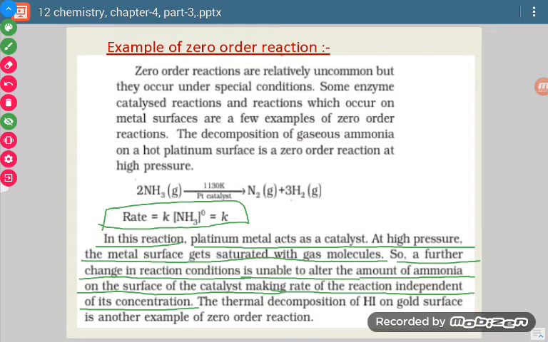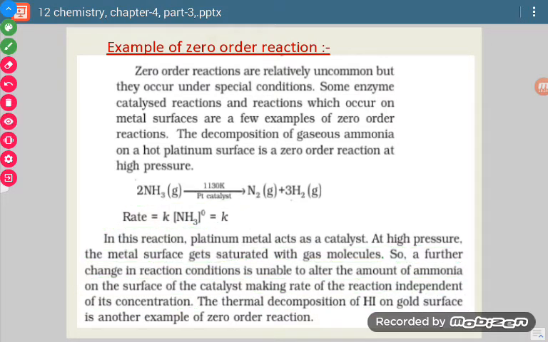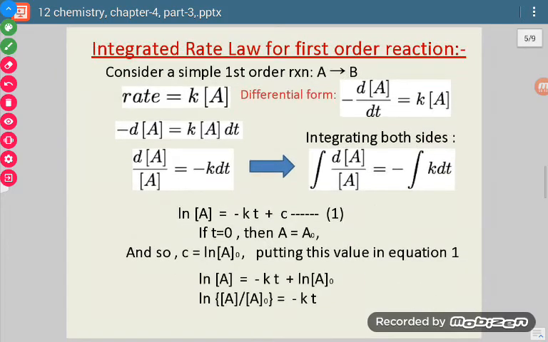Similarly, one more reaction is there: thermal decomposition of HI on gold surface. Here also we will give the same reason. So these are 2 examples which you have to remember for zero order reaction. Now let us come to first order reaction.